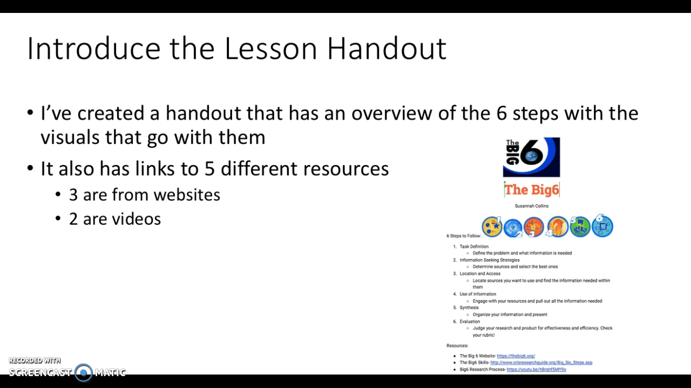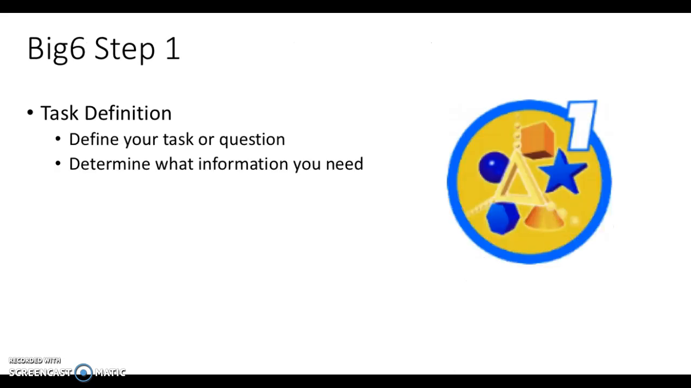I have created a lesson handout on the Big 6. This is a Google document that is listed in the Blend Space lesson. It has an overview of the 6 steps along with their visuals that go with each of them. It also has links to various resources that continue to help you with the Big 6. It has a list of 3 different websites, and it also has the 2 videos from the lesson that you can go back and watch again.